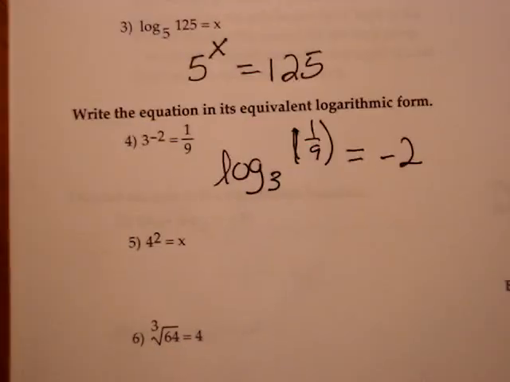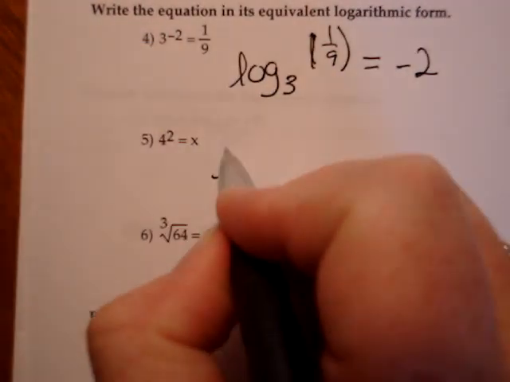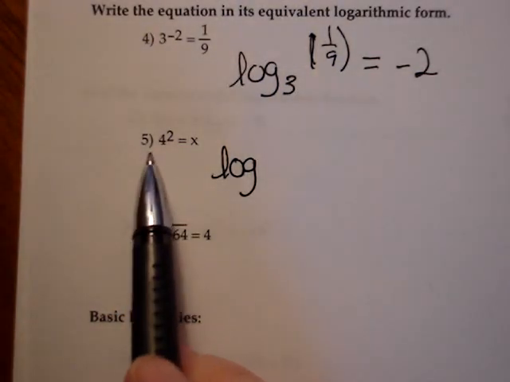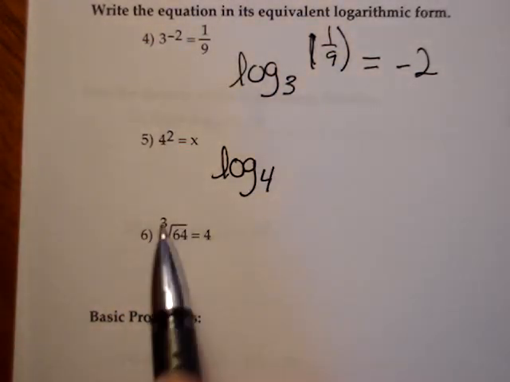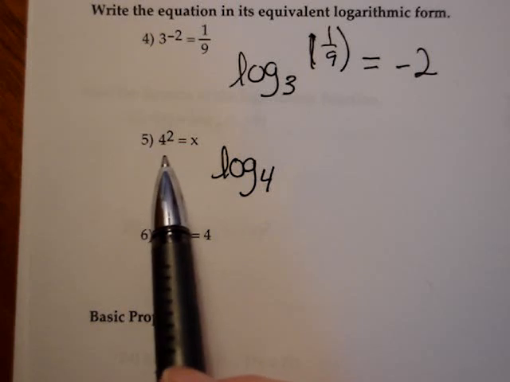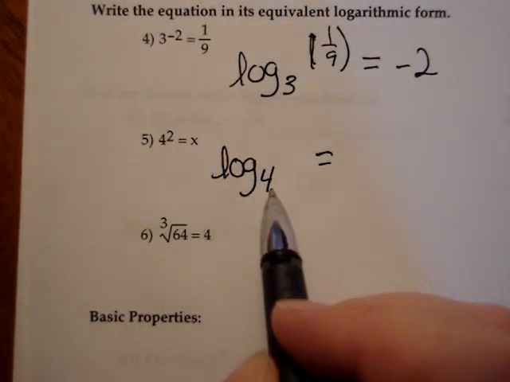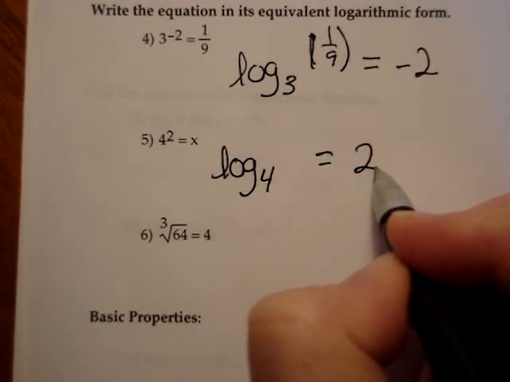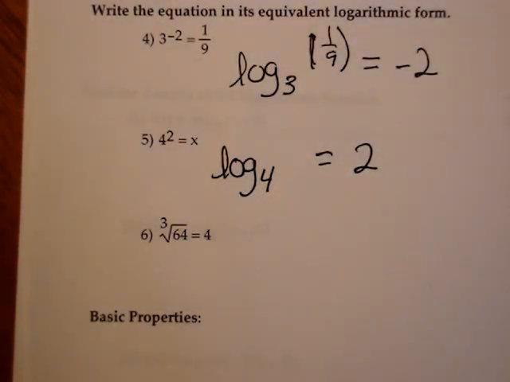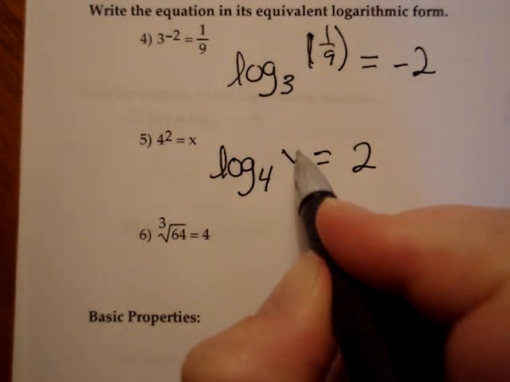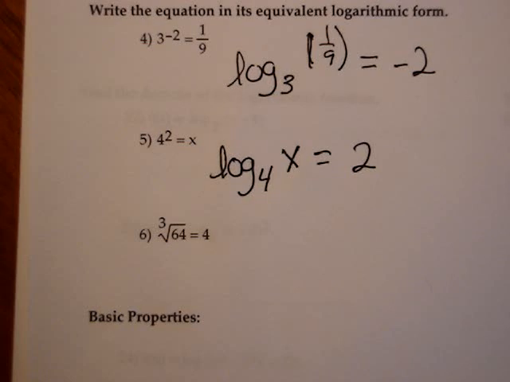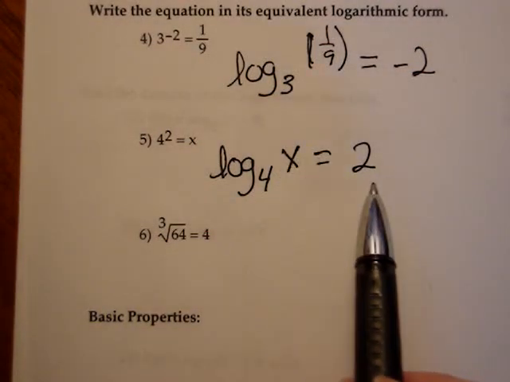Okay, let's try it again. Log. Base is 4. Of what? Well, if you always remember that the log equals the exponent, another way of saying that, if you can use an equal sign, it means a log is an exponent just in a fancy form. Then what's left over is what you're taking the log of. So the log base 4 of x equals 2.